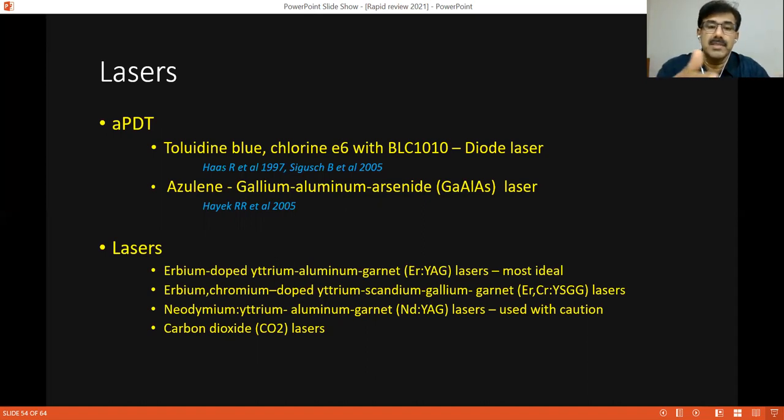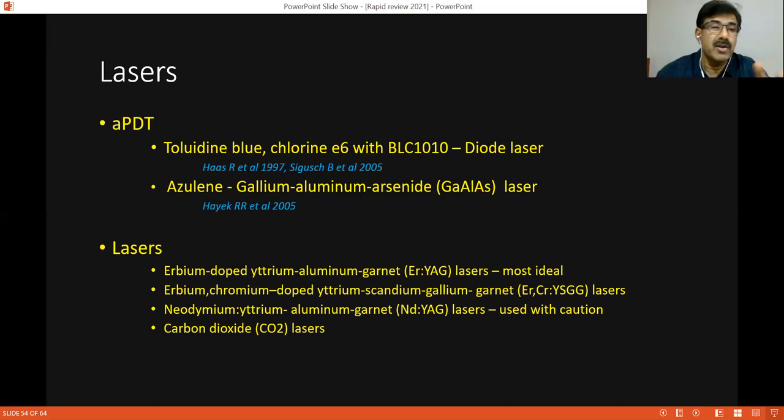Now, what happens in photodynamic therapy is you inject a little bit of dye into that periimplant sulcus. The bacteria take up this dye, and once the bacteria have taken up this dye, you apply laser to that area, and this laser will stimulate these dyes and cause a release of free radicals, which actually kills the bacteria. So that is photodynamic therapy. I mean, look at lasers.